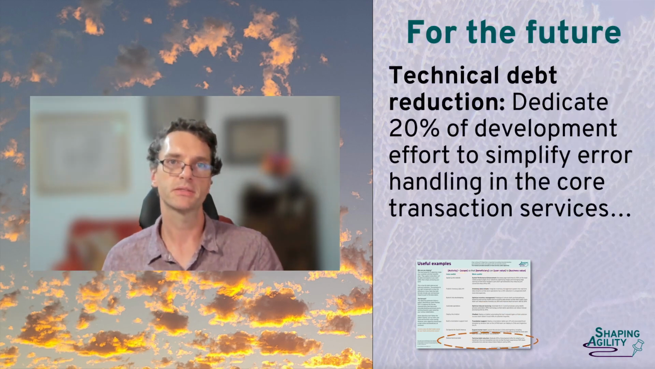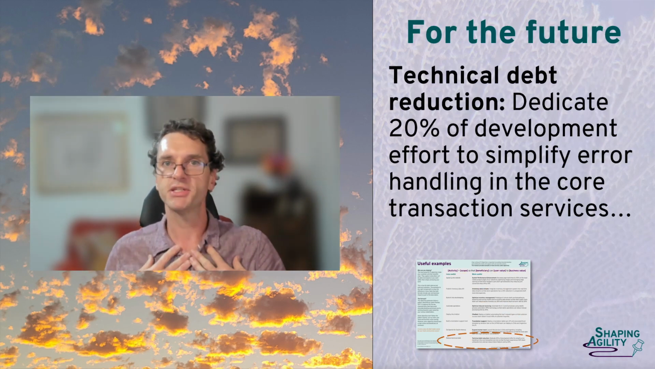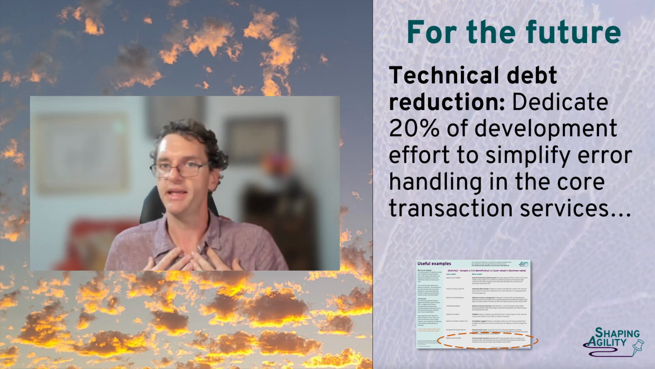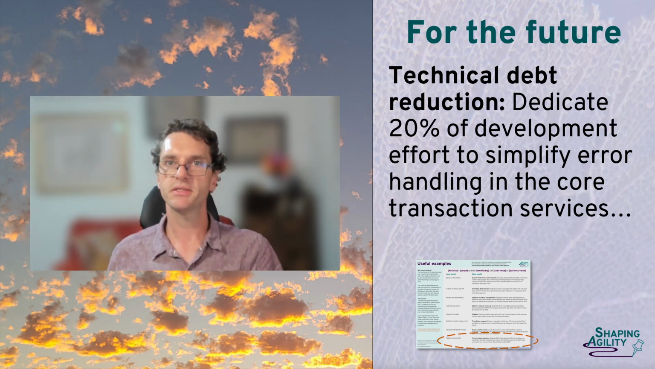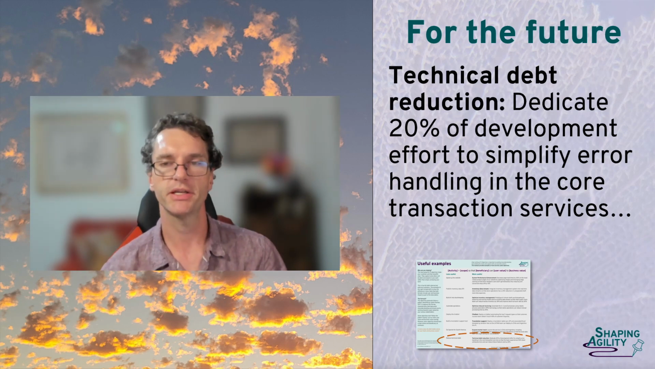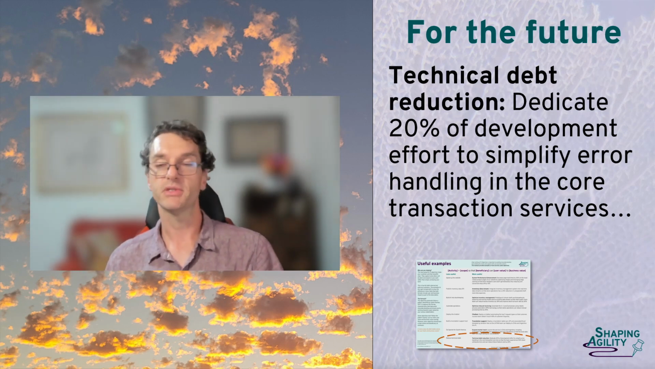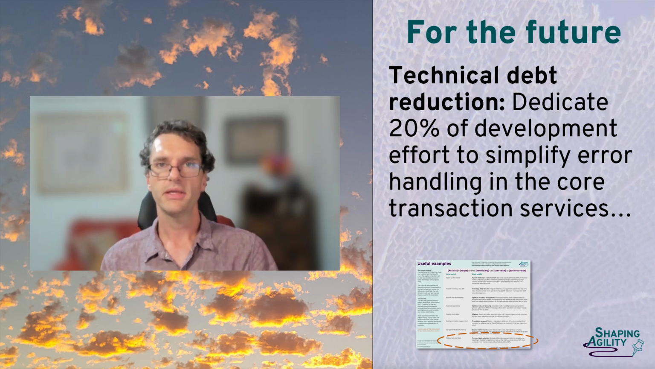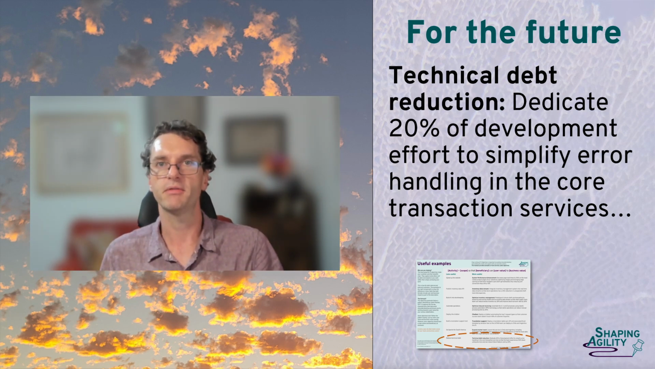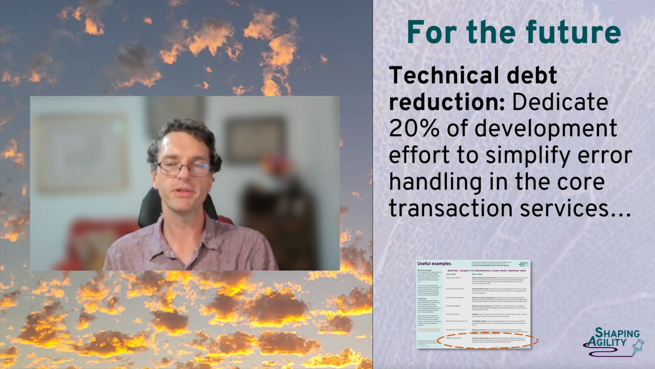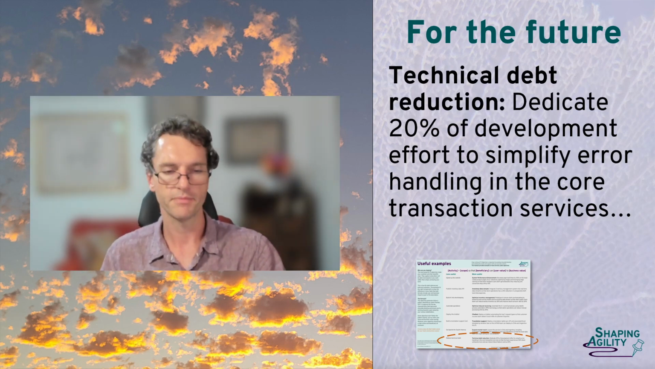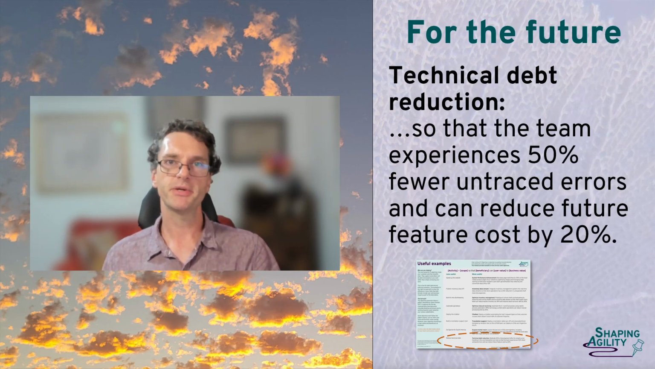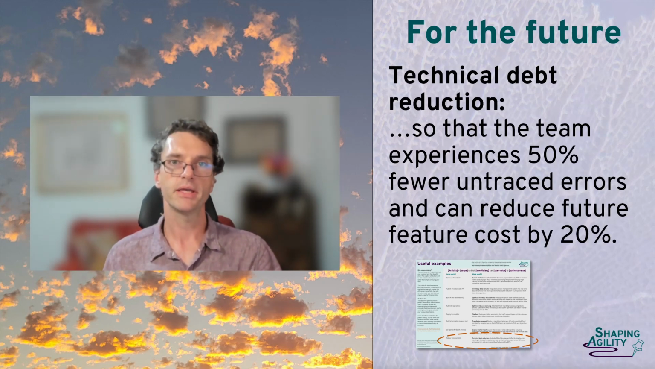Let's look at another one that's kind of investing in the future. Every team wants to reduce technical debt. It's exciting, it's fun, but it's really hard to sell. So let's look at a way a PI objective will actually help sell that. We want to dedicate, that's a strong verb, dedicate 20% of development effort to simplify error handling in the core transaction services. Yes, I'm refactoring. I'm reducing technical debt, but I'm being very specific there. Simplifying error handling in the core transaction services, so that the team experiences 50% fewer untraced errors and can reduce future feature costs by 20%.